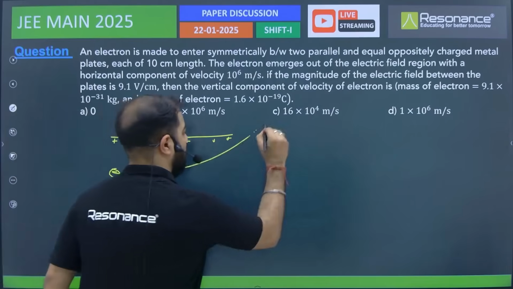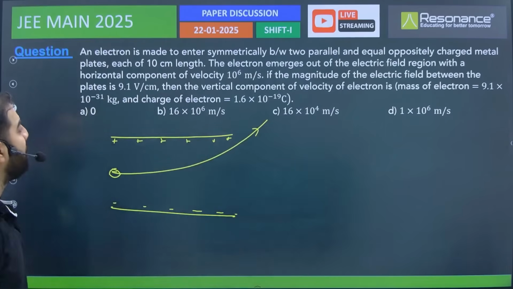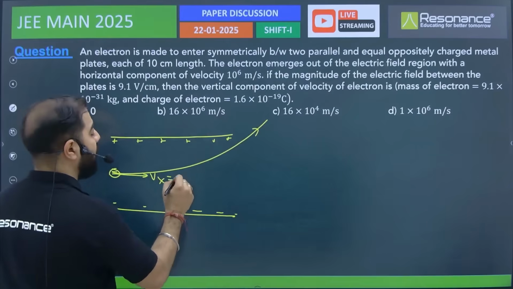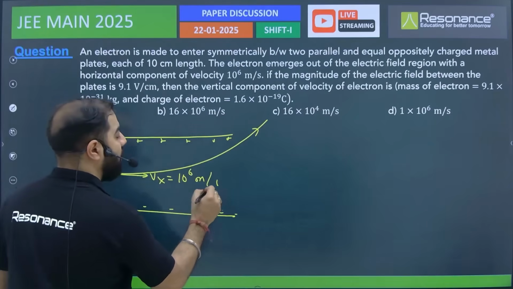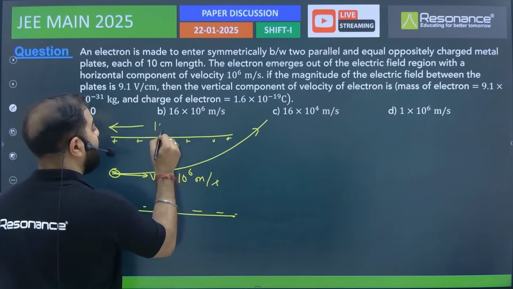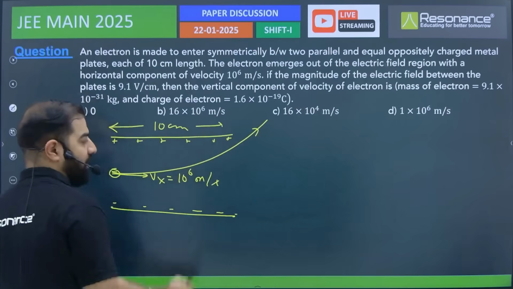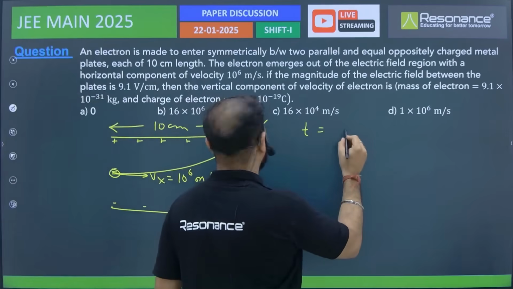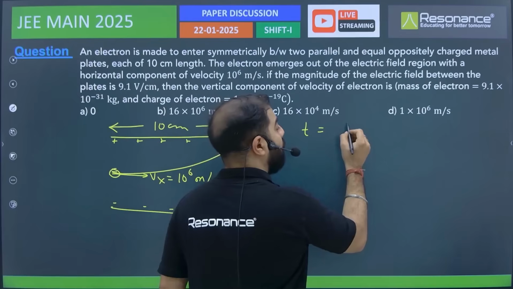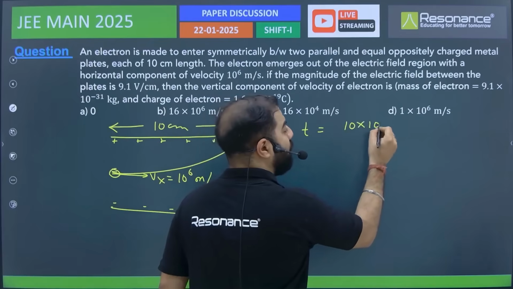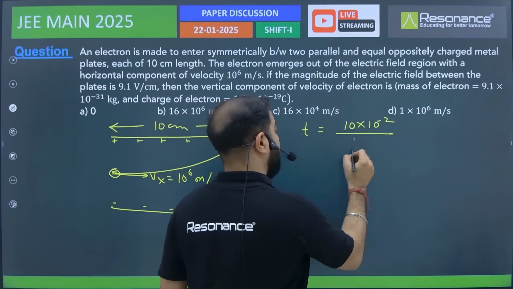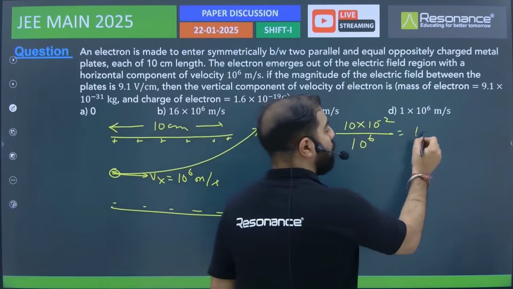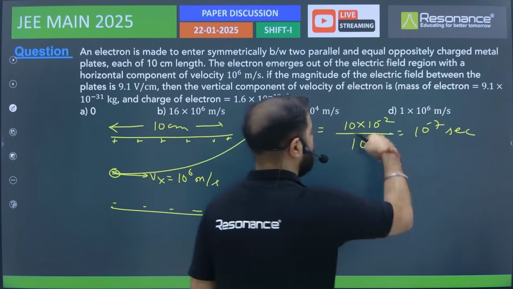So obviously the particle will come out like this. We have already been given only the x velocity. What is the x velocity? 10 to the power 6 meter per second. This length is 10 centimeter. So the time taken to cross this electric field region will be distance by speed along x. That's 10 into 10 to the power minus 2 by 10 to the power 6, which turns out to be 10 to the power minus 7 seconds.